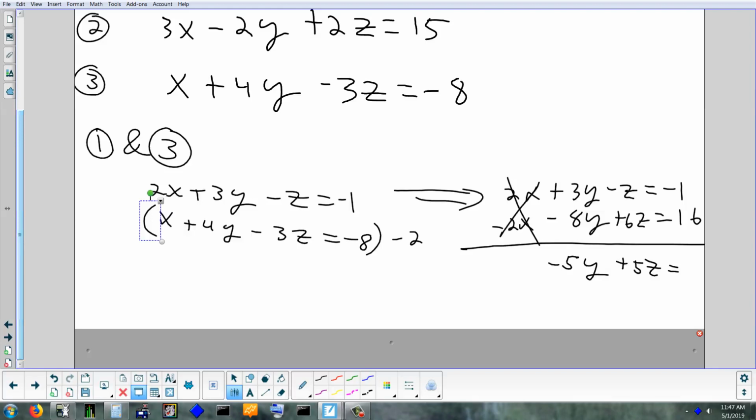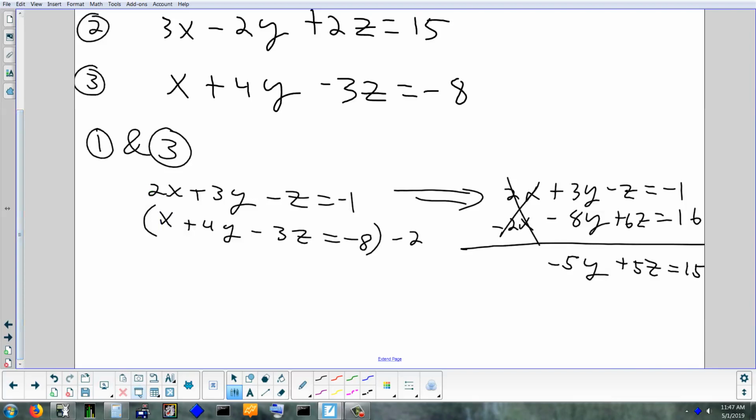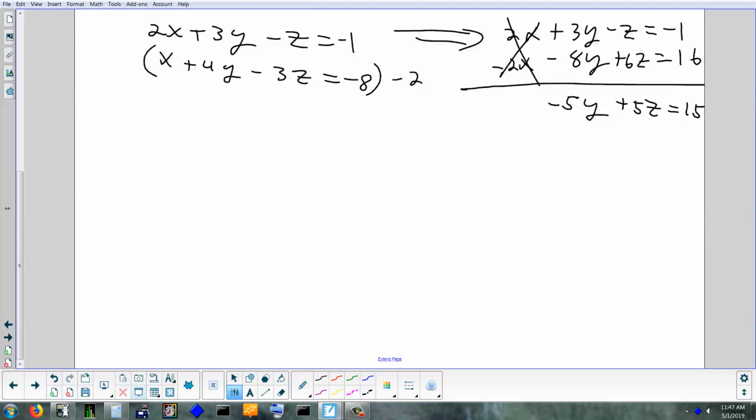And my constant becomes 15. Now, something special happened here, and this doesn't always happen, but I can actually simplify that equation a little bit. I can make all the numbers a little smaller by doing what? Yeah, I can divide everything by 5. You don't have to do that, but if you do, it's going to make it easier later on. So let's divide everything by 5.